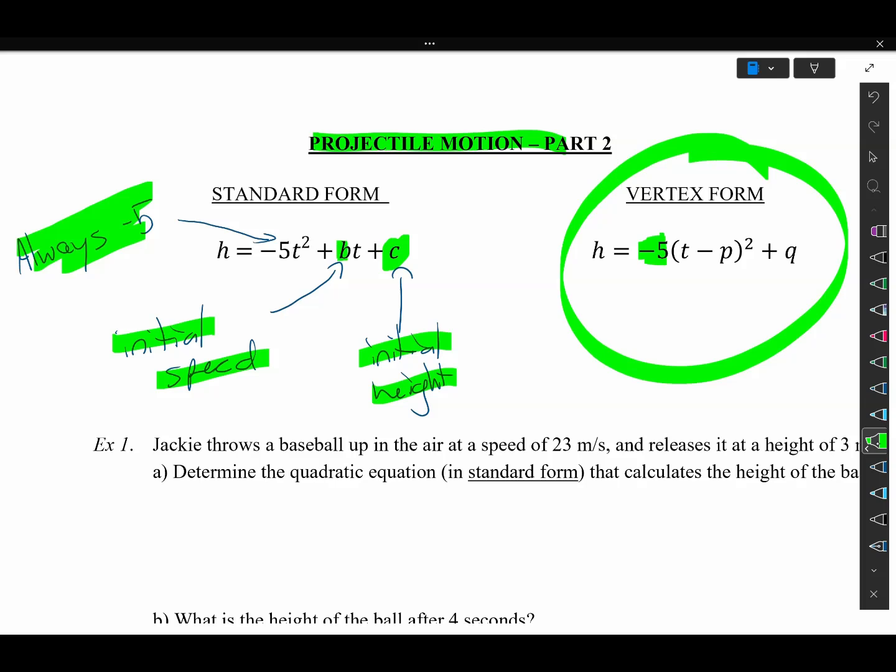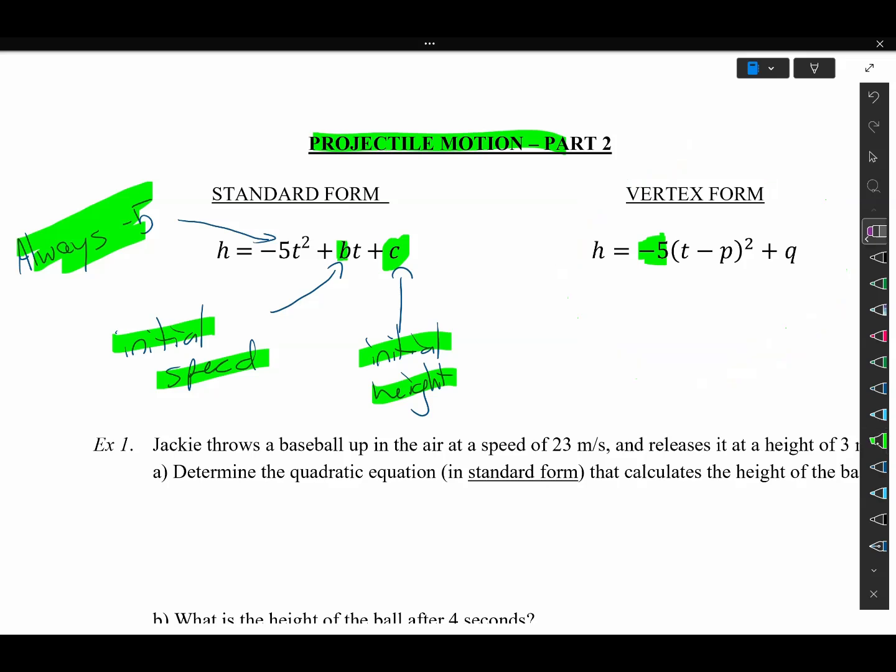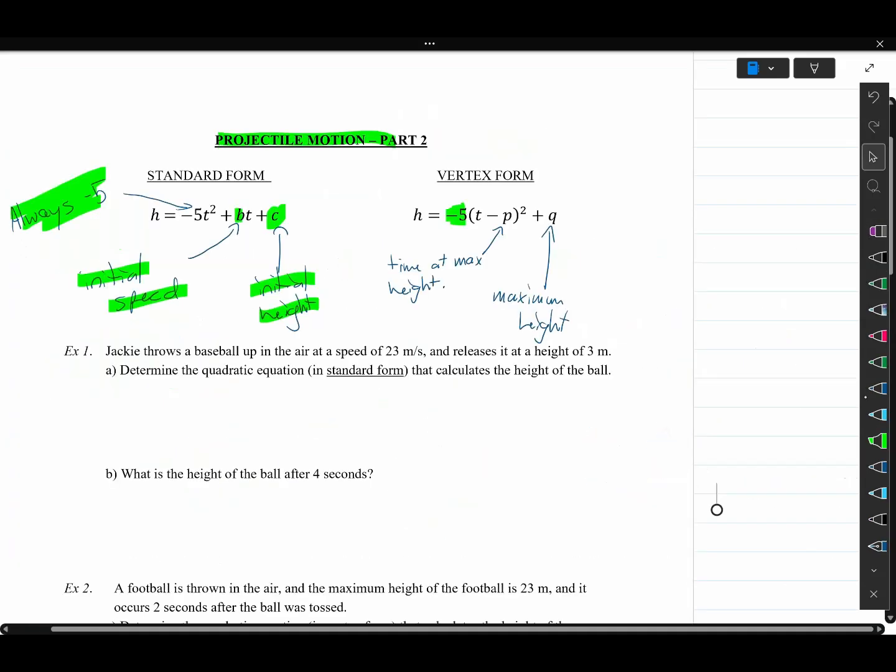Now, vertex form. You folks have worked with vertex form before. In fact, in the previous projectile motion lesson, you worked with vertex form a little bit. Vertex form gives us two different pieces: the maximum height, and the time at which that maximum height occurs. The only new skill we're going to practice is building these equations based on some hints. Last time they gave us the equations, this time we're building them. That is the only new piece.